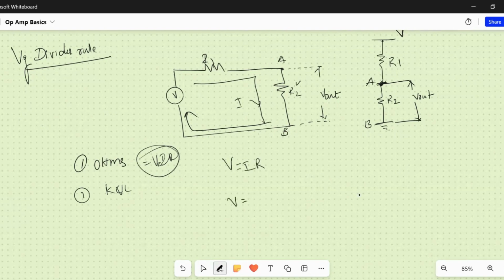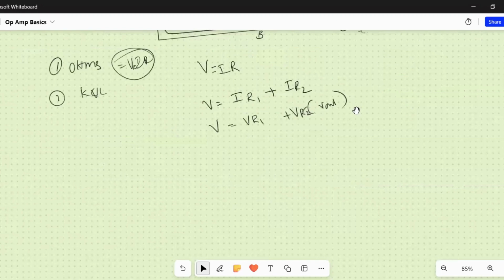Next, voltage is equal to I into R1 plus I into R2. What does it say? The voltage across these resistors, I call VR1, and VR2, or V out. V is equal to VR1 plus VR2. This is nothing but your KVL. Now let's derive it. This is pretty simple.